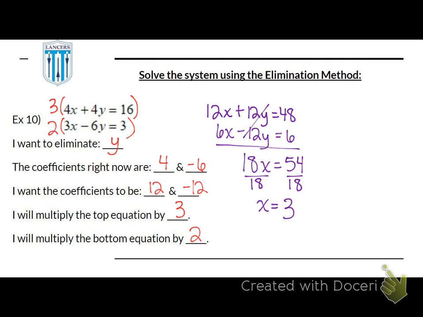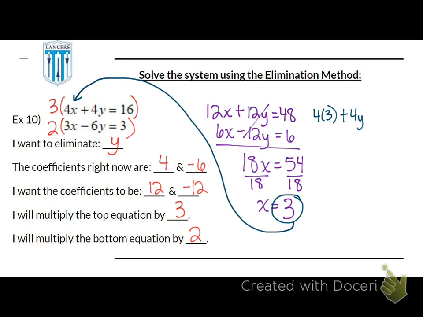Questions about getting x? Now that we have x, we still need to find y. So we're going to take that 3, and you have 4 options now of where to plug it in. One of the original ones, one of the ones you changed. You get to choose. I'm going to go back to the top original. Any one that you choose, it should come out the same.